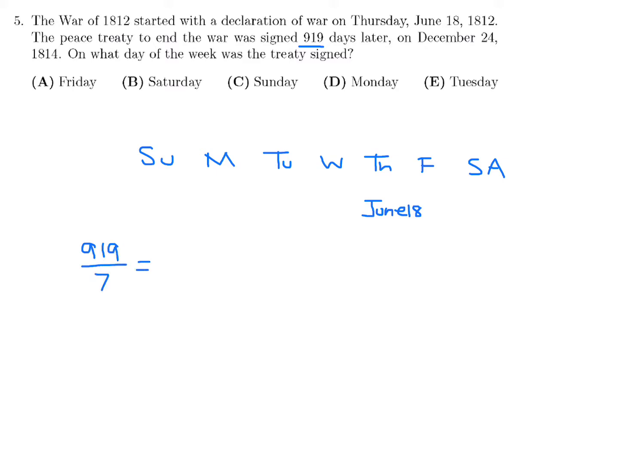And if it isn't, then what's the remainder? Well, 919 divided by 7 is 131 with a remainder of 2. So basically, you would get to a Thursday on the 917th day, because that's a multiple of 7, and then one more day, and then one more day to get to the 919th day. So this would be the 918th day and then the 919th day, which of course is a Saturday. So number 5, the answer is B.